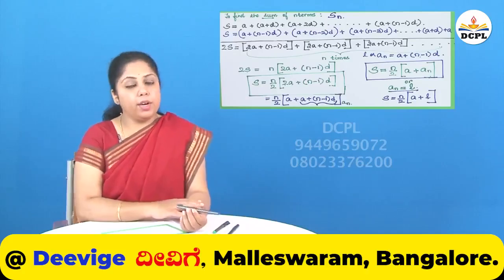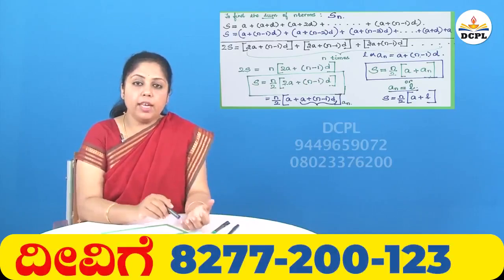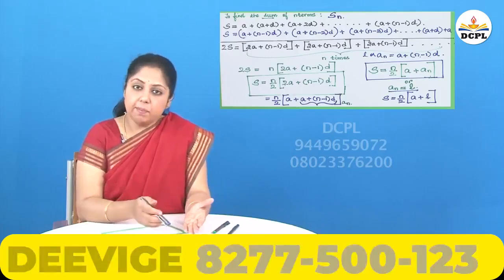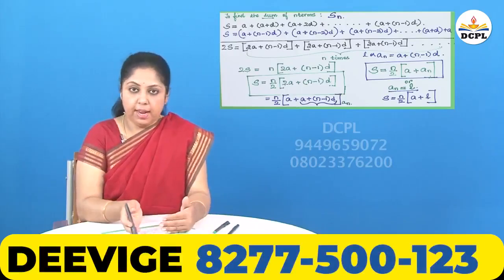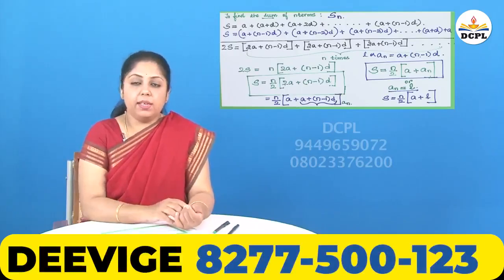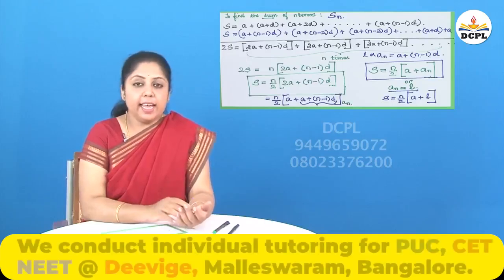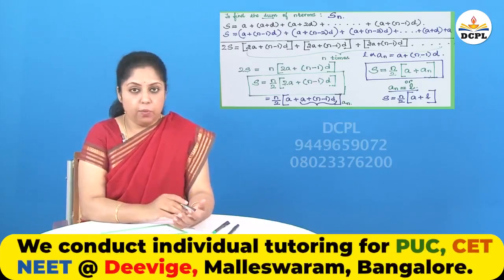One more important concept that you need to understand here is that a is nothing but the first term. So the value of the first term can either be a positive value or negative value, correct? So depending upon the value of the terms in an arithmetic progression, d can either be a positive value, negative value or a zero value.